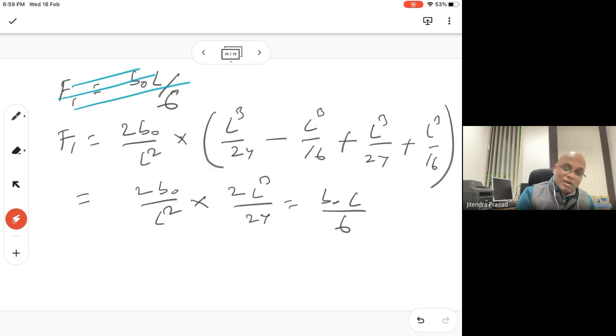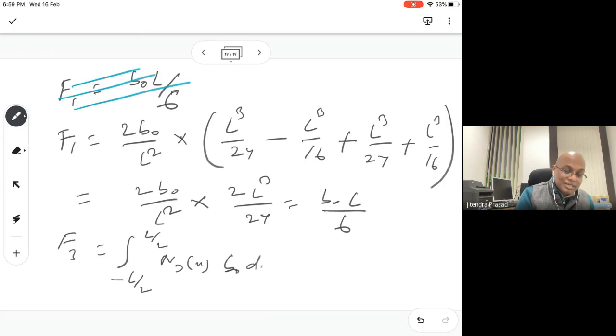So again it is symmetric for f1, node 1 and node 2, right? You can find out f3 using the equation, integrating from minus L over 2 to L over 2, N3(x) b naught dx. But you note that this is symmetric, so f1 and f3 will both have the same value, b naught L over 6.